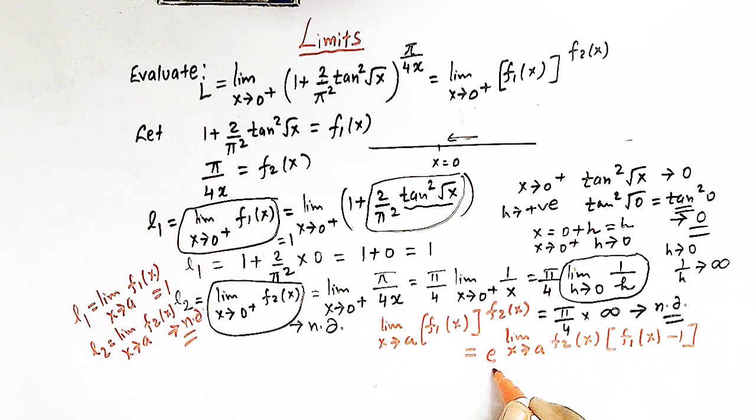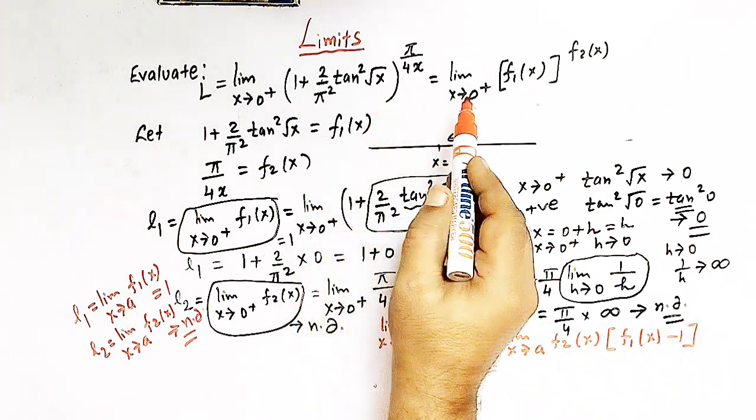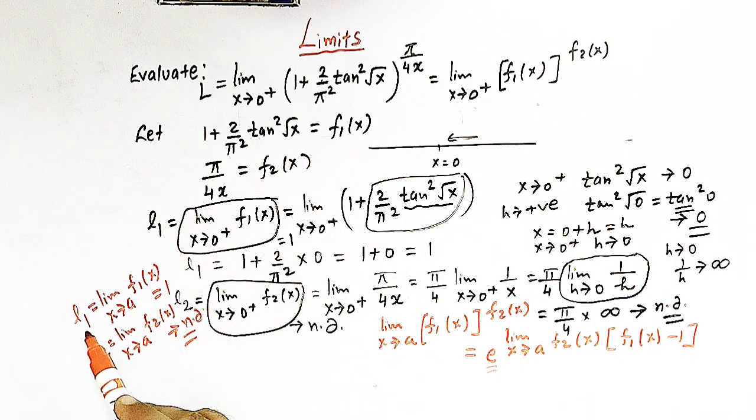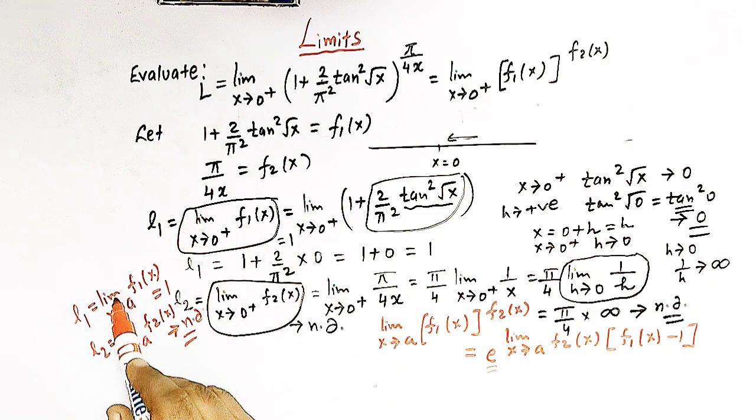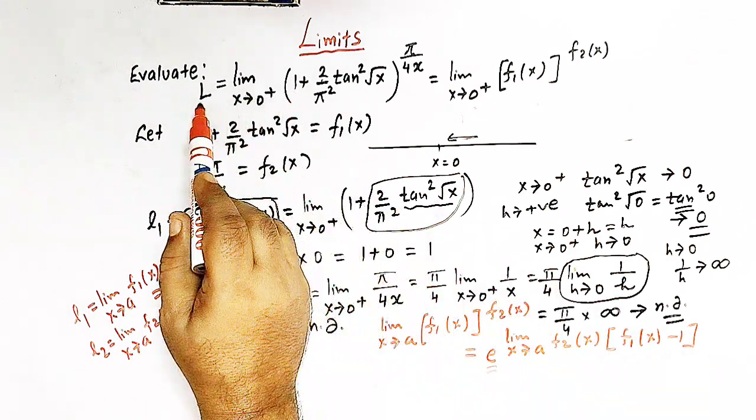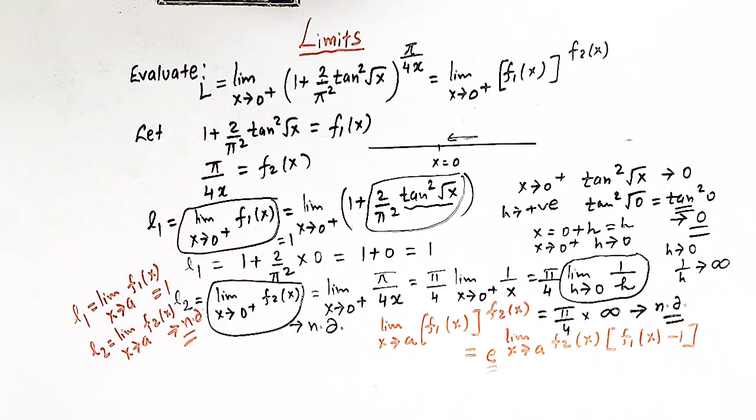So here we have the exponential number, e raised to limit x tends to a of f2(x) times (f1(x) minus 1). Here we see that both our functions f1(x) and f2(x) satisfy these two conditions. So let us now apply this rule to get the value of this limit L.